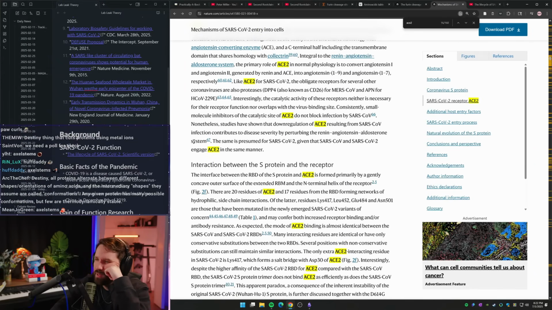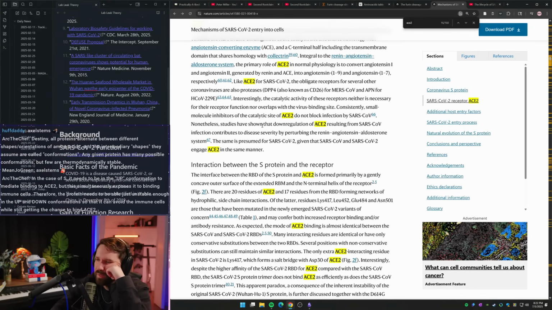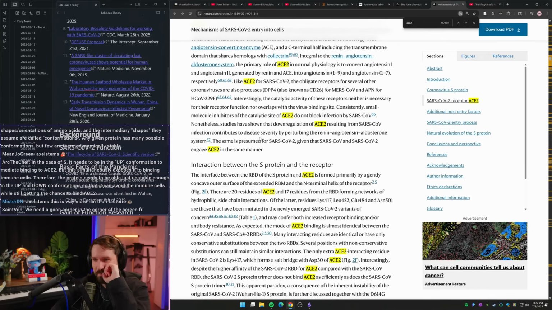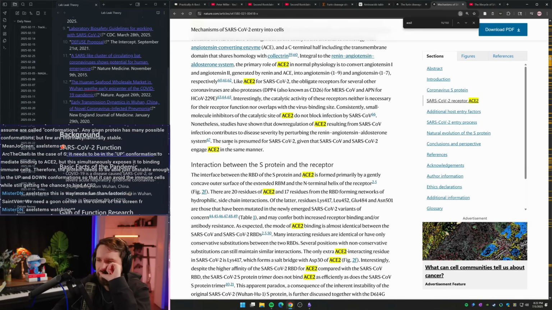Nonetheless, studies have shown that downregulation of ACE2 resulting from SARS-CoV infections contributes to disease severity by perturbing the renin-angiotensin-aldosterone system, the same as presumed for SARS-CoV-2, given SARS-CoV and SARS-CoV-2 doing the same in a similar manner.